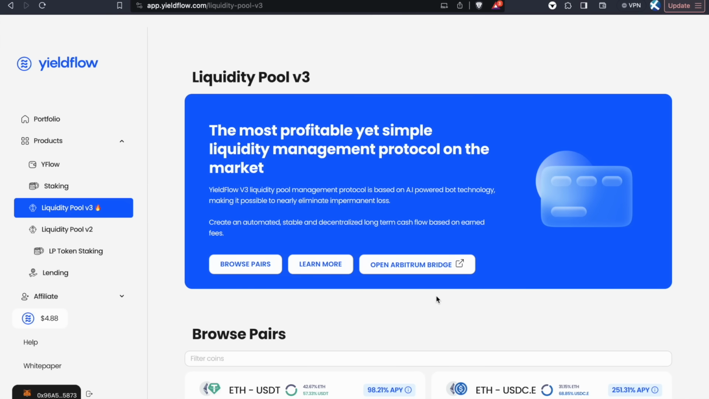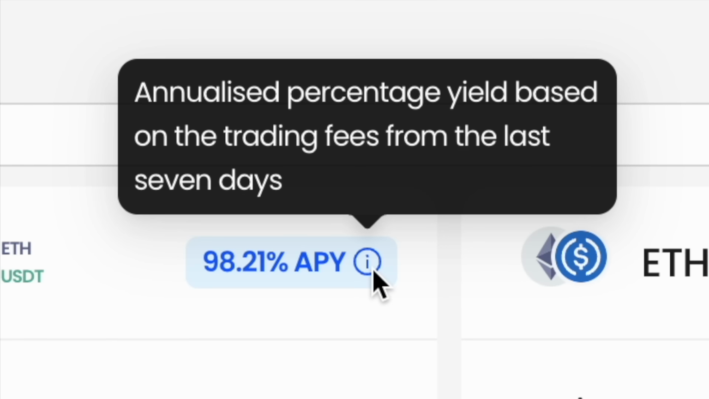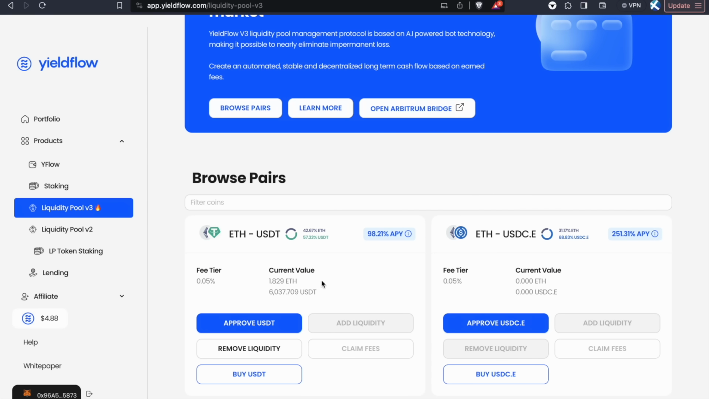And some of you are saying, Austin, I thought it was supposed to be 140% or 70% or 90%. And yes, it is always fluctuating. This takes the trading fees over the last 7 days. But also, just understand that's annual. So that would be a whole year.